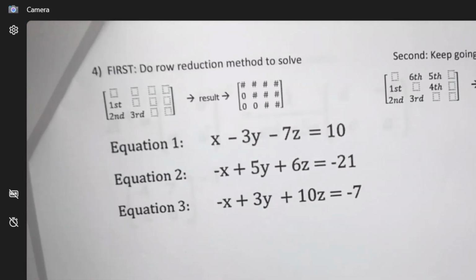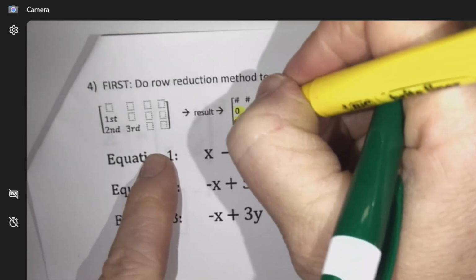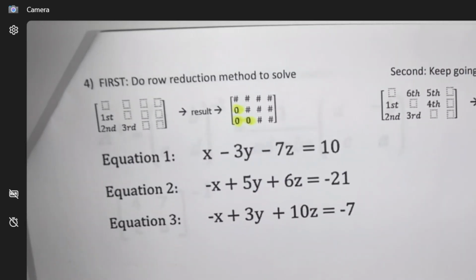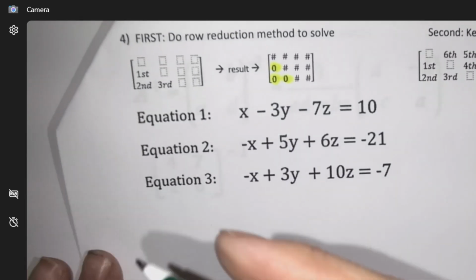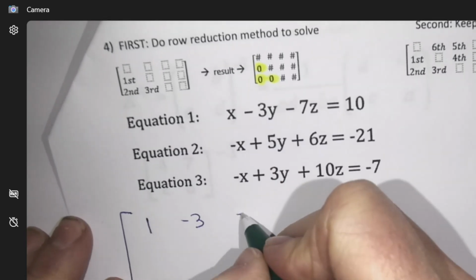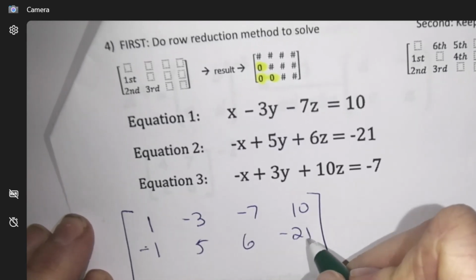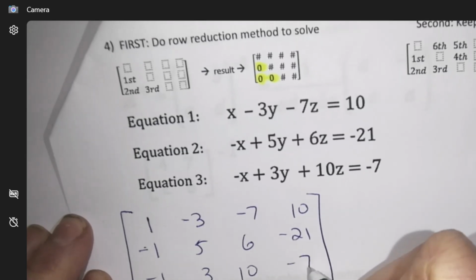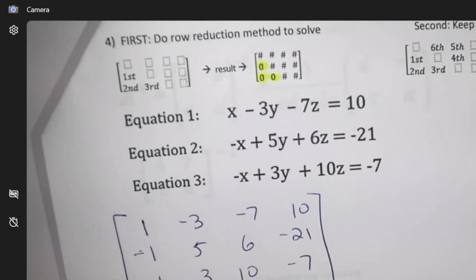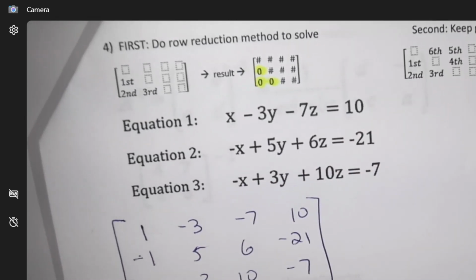Okay, row reduction method. So remember with row reduction, your goal is just those 3 zeros, and then that's it. Okay, so let's start by just writing down 1, negative 3, negative 7, 10. Okay, I'm not gonna lie, there's always somebody who makes a mistake on the test about copying down something wrong. Okay, so even go back, did I copy it? Did I copy it? Okay.